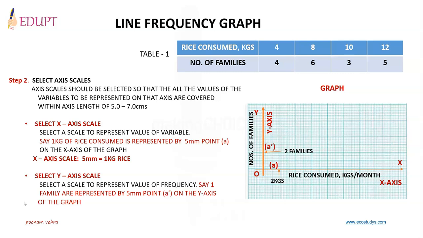Then on y-axis, you need to select a scale to represent the value of frequency. So one family is represented by a 5 mm point, shown by A dash on y-axis of the graph. So y-axis scale is 5 mm is 1 family.